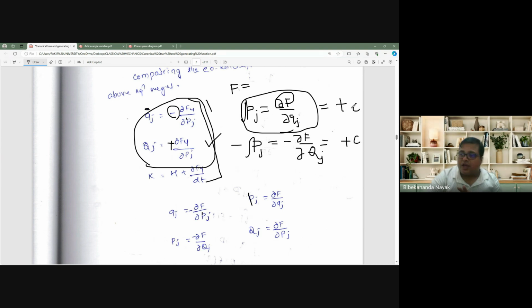Then we compare. Here c is a constant, and the variable is qj, so the constant is a function of p. Here it is a function of q. If you exactly match these, then you add these two and say that for this case the generating function is this.